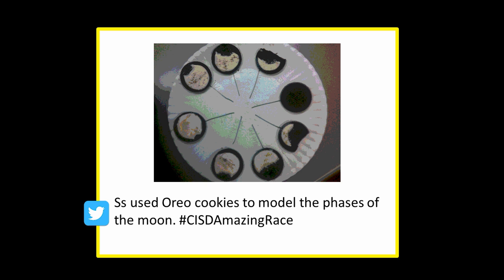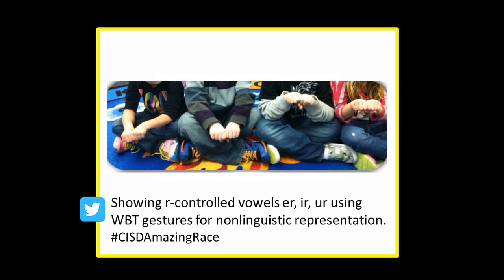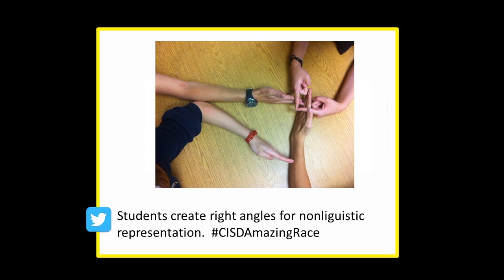So here's a great non-linguistic representation of phases of the moon again, but this time we're using manipulatives, Oreo cookies. You can also see that example of students at the beginning of this one as we move forward. And don't forget to throw the hashtag in at the end so we can make sure we get yours counted. When we're talking about non-linguistic representations, it might also look like this. These students are using whole brain teaching gestures as their non-linguistic representation. So drawing pictures, using manipulatives, acting it out, all of those are great non-linguistic representations.